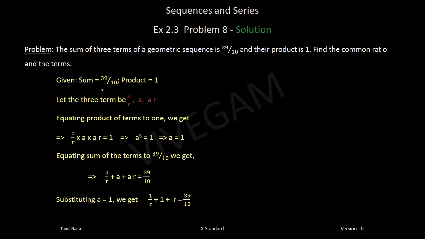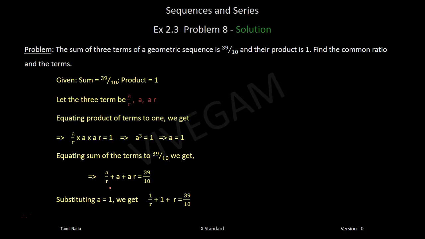Okay, the solution is given here. The condition is the product equal to 1 and the sum of these three terms equal to 39 by 10. We are taking the three terms as a by r, a and ar. So multiply it, equate it to 1. You will get a cubed equal to 1, from which you will get a equal to 1. As you see, r and r will get cancelled.